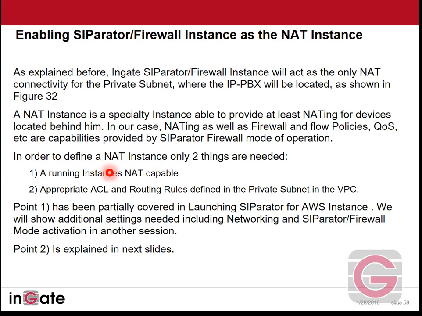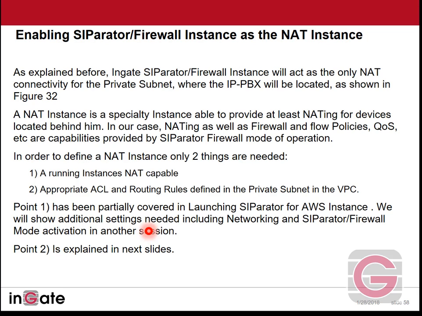In order to define a NAT instance, only two things are needed. One is a running instance that is NAT capable, and the second thing needed is appropriate access control list and routing rules defined on the private subnet in the VPC. So point one has been partially covered in the launching separator for the AWS.